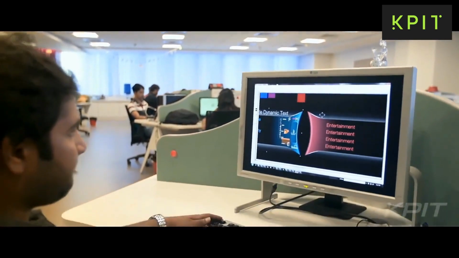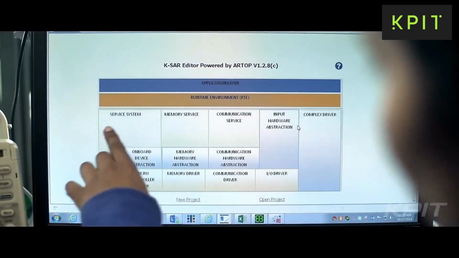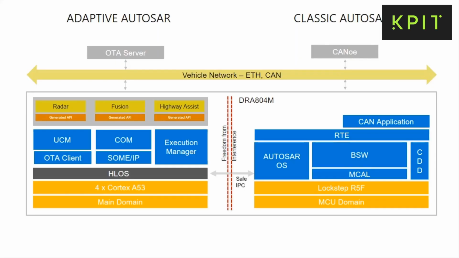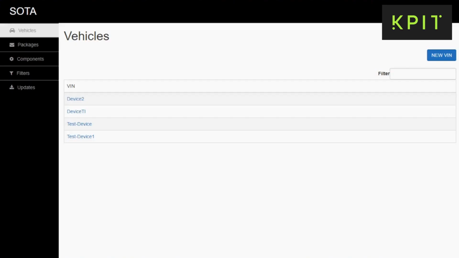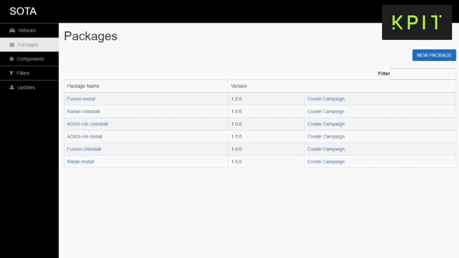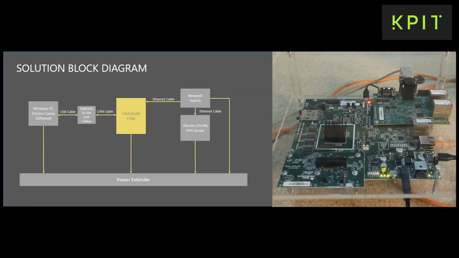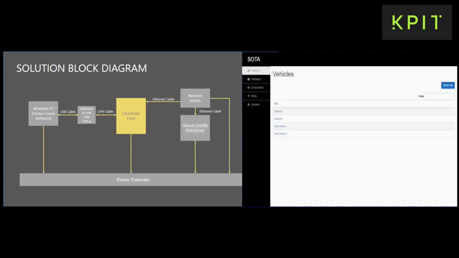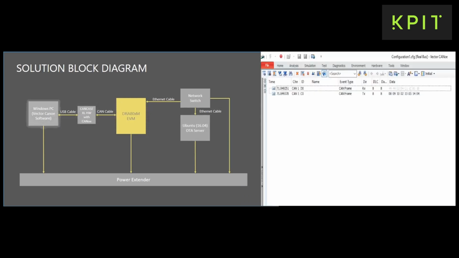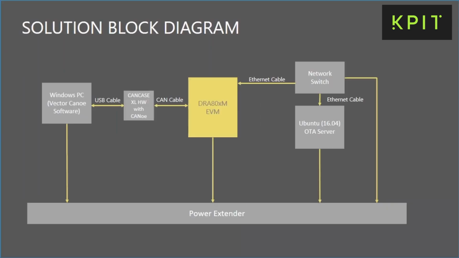We at KPIT have developed a service-oriented architecture-based solution that demonstrates how Adaptive and Classic AUTOSAR can coexist, and how software over-the-air, SOTA, helps upgrade advanced driver assistance systems or any other adaptive applications on a target platform. This solution is based on four building blocks: the DRA80XMEVM, Genevieve Software Over-the-Air Server, SOTA, CANCASXL and Vector CANoe. The production version of KPIT Adaptive AUTOSAR and Classic AUTOSAR run on different cores of the same ECU.